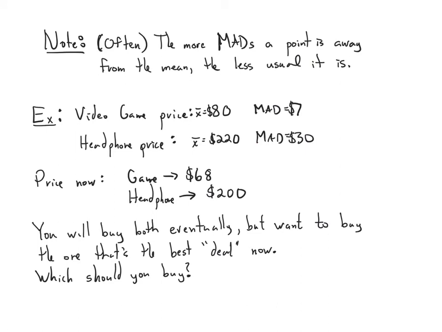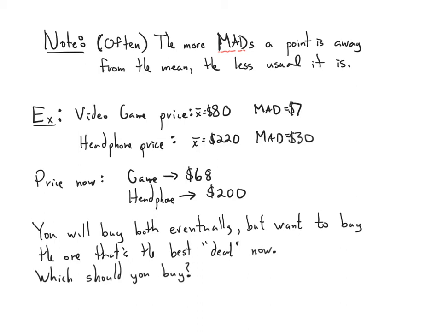A quick note of a good way to use any sort of deviation, like the mean absolute deviation. You can use it as some sort of unit of measurement to compare 2 points in 2 data sets and determine which one is a more usual or more unusual value than another. So it's a really good tool for that. So let me give you an example of what I mean.